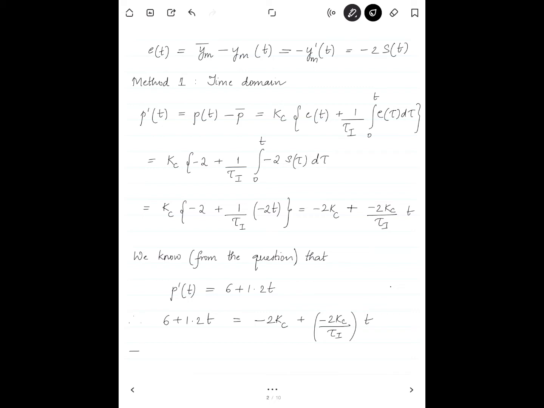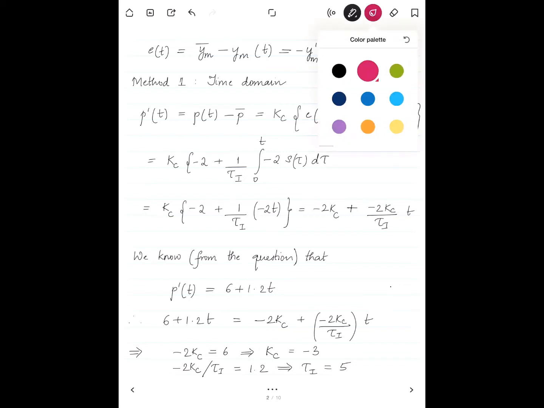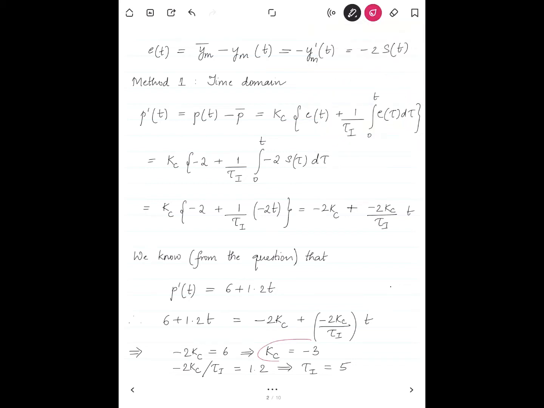And as you can see from here on, it becomes a simple method of equating coefficients. You have minus 2Kc equals 6, and therefore Kc equals minus 3. And you have minus 2Kc over tau I equals 1.2, and therefore you have tau I equals 5. And these values constitute the final solution, which they have asked for, the controller parameters themselves, the controller gain and the integral time.